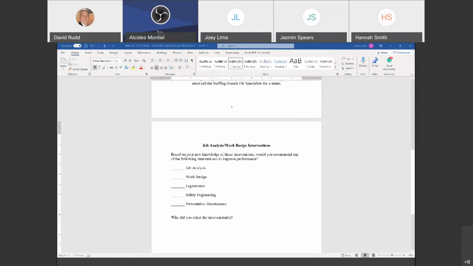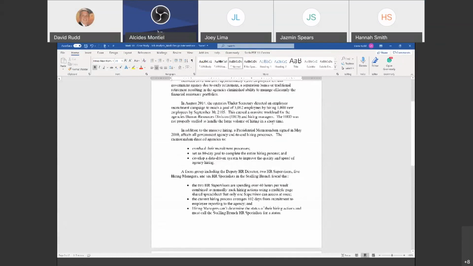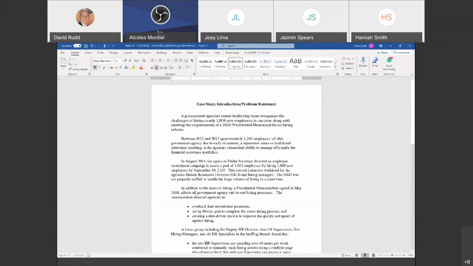Okay, it says I'm sharing Word, but I can't see it. Give me just a second here. Okay, let me see if I can pull it up. Can you see the Word document? Yes. Okay, good, thank you. Sometimes I get confused and I can't see it and it's there and all that good stuff.